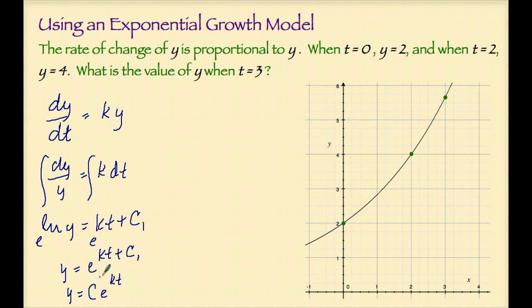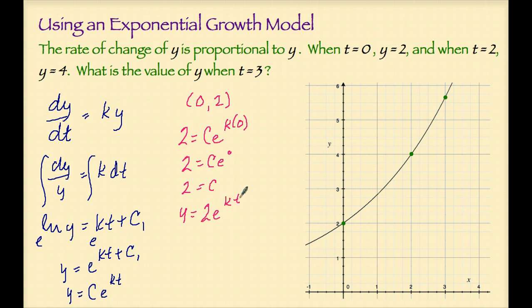Now let's solve for c and for k. We'll start with the first initial condition, (0, 2). So putting 2 in for y and 0 in for t, we get that 2 is equal to c e to the 0, which means that c is equal to 2. And rewrite your equation with c filled in, y equals 2 e to the kt.